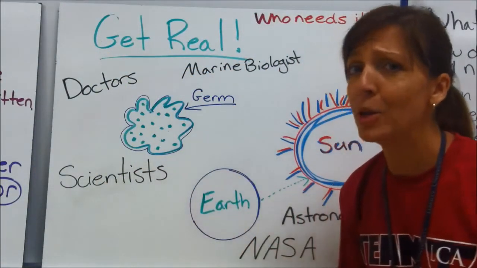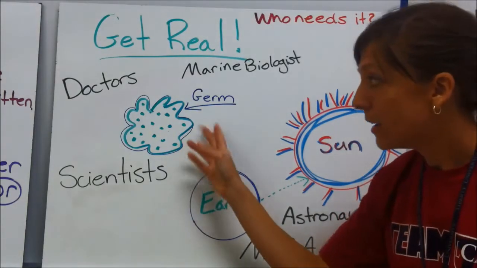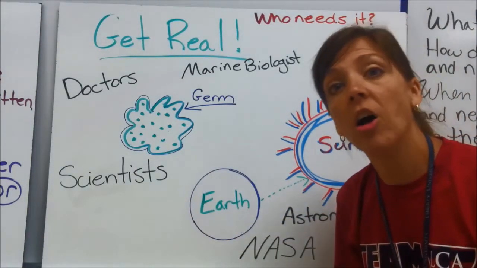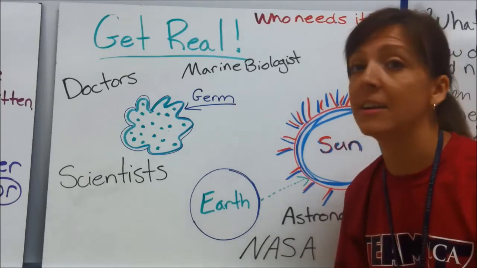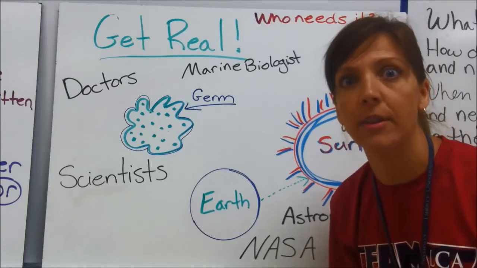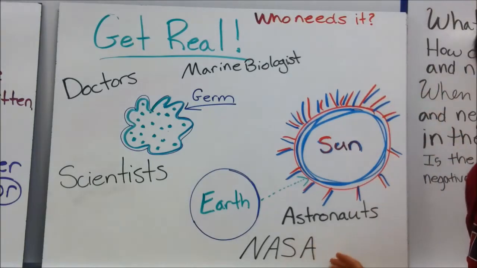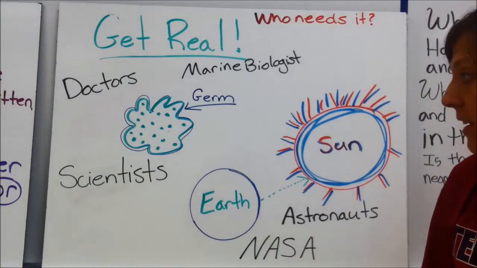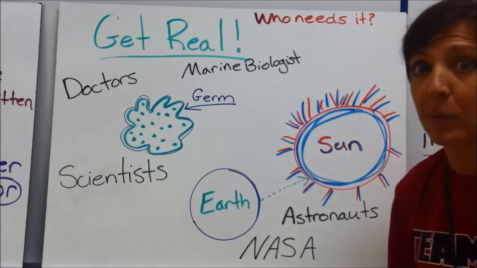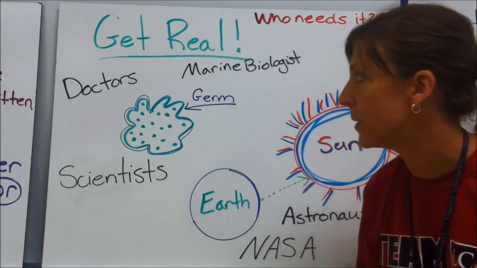Let's get real. I mean, who really uses scientific notation? Well, doctors, marine biologists, and scientists would all use scientific notation, maybe to write the diameter of a germ without using all the zeros that they would normally have to write out every single time. Astronauts at NASA would use scientific notation to write the distance from the Earth to the Sun, so that they wouldn't have to write out all of those zeros every single time they write that number.